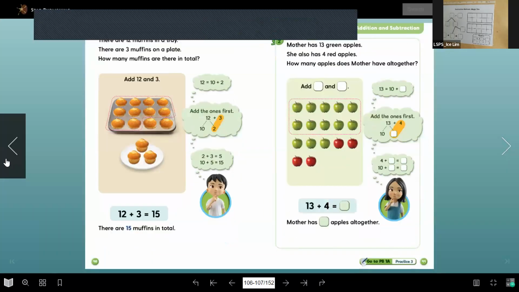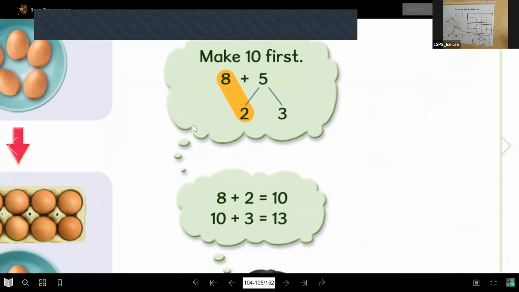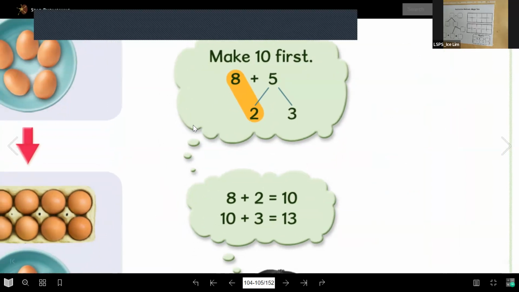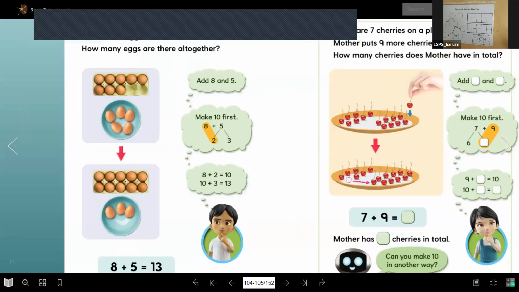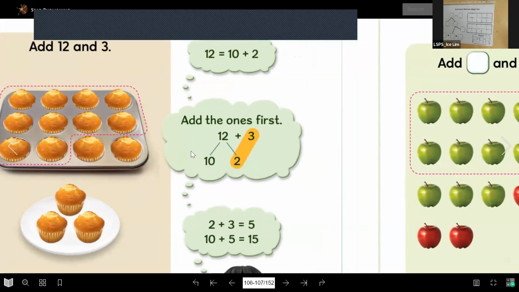in your textbook previously, we talked about make 10 first as one of the methods to solve 8 plus 5. I can make 10 by breaking 5. Then I put the 10 back to the 3 ones. Then on the next page, we've learned add the ones first.